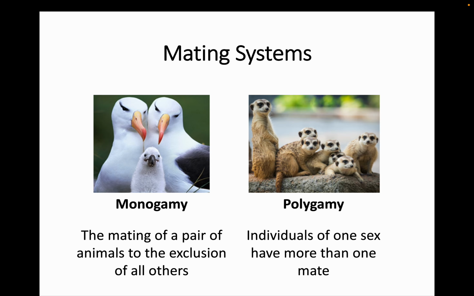Names you may have come across before. It's not just a biological thing, but in terms of monogamy, you would have a pair of animals that mate to the exclusion of all the others. What that means is they're not reproducing with anyone else. You have a pair that mate exclusively together, and it doesn't matter what's going on for the rest of them. We've got this nice bird happy family here on the left.